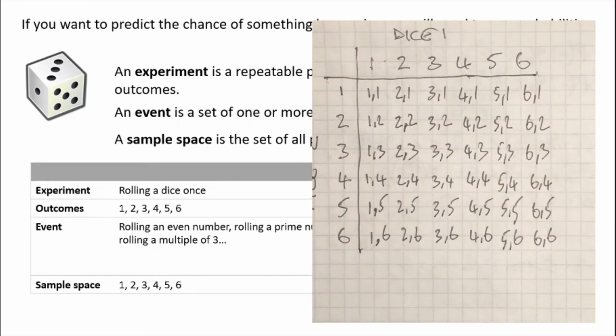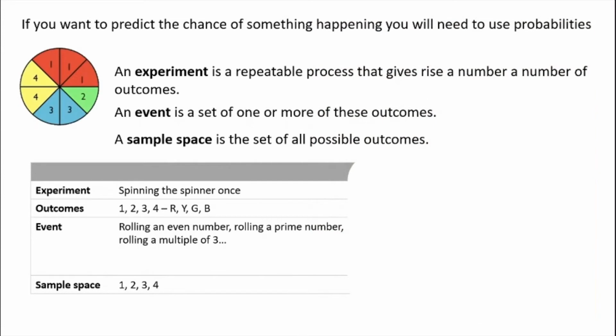Okay, another example, spinners. Spinners are quite commonly used in questions and scenarios that are set up around probabilities. The experiment is spinning the spinner once. For the outcome, we could either refer to the numbers or we can refer to the colours. So the possible outcomes are 1, 2, 3, and 4, or red, yellow, green, and blue.